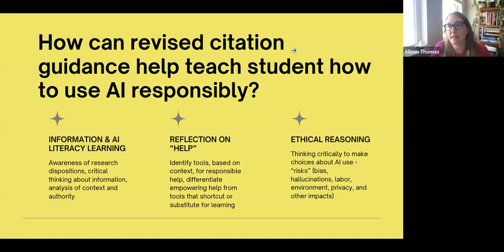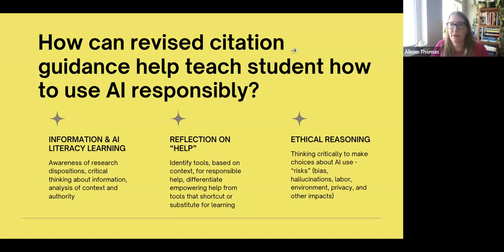And big picture, I think this contributes to more substantial, deeper learning goals that are oriented in concepts like information literacy. AI literacy is a term that has emerged and, it's actually not super new, but it's something that we're going to see across the higher education landscape that has to do with awareness of information related behavior, context, reflecting on help in a deeper way, I think is really important. And as we move forward, I think it's only going to get more complicated.